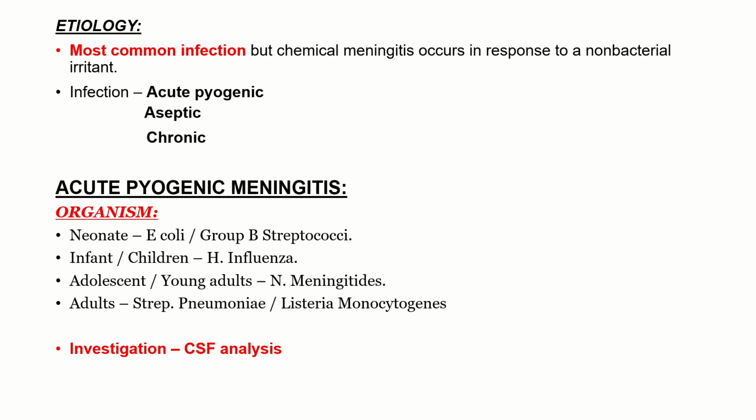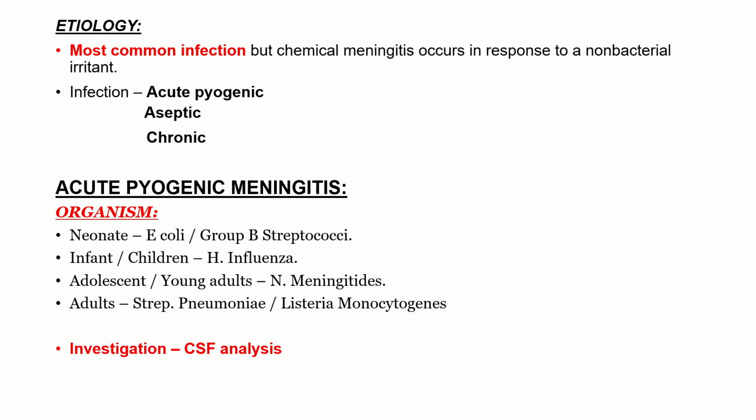If it's a neonate who presented with signs and symptoms of acute meningitis, the most common organisms will be E. coli or group B streptococci. In infants and children, it will be H. influenzae. In adolescents and young adults, it will be Neisseria meningitidis, and in adults, it will be Streptococcus pneumoniae and Listeria monocytogenes.